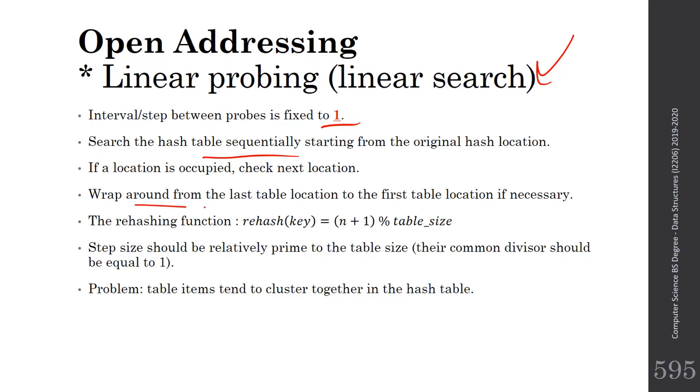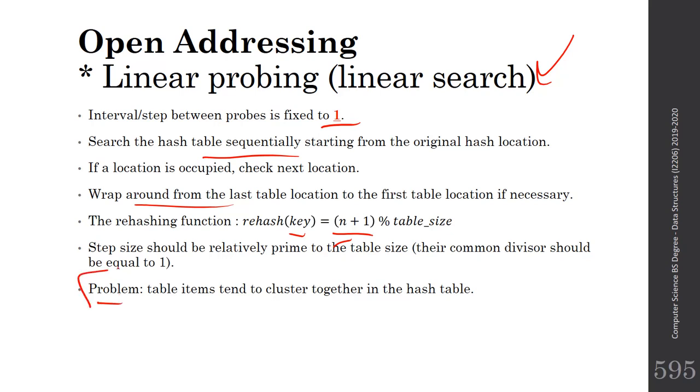So obviously we can wrap around the table. So if I reach the end of the table, I can start from 0. So the hashing function is like this. The rehash function, so the first hashing function, I don't care what it is. It could be one of the 4 functions that we have covered earlier. So I have the key, I will rehash it, and I will try to find n plus 1 modulo the table size.